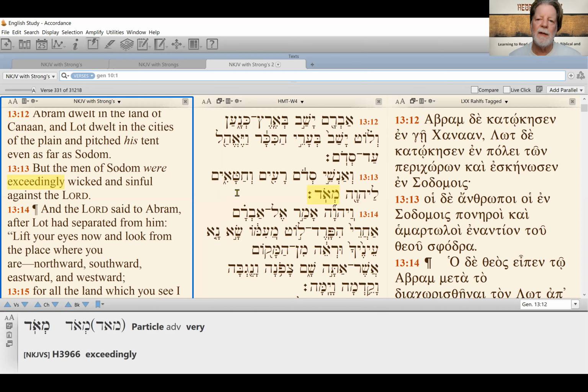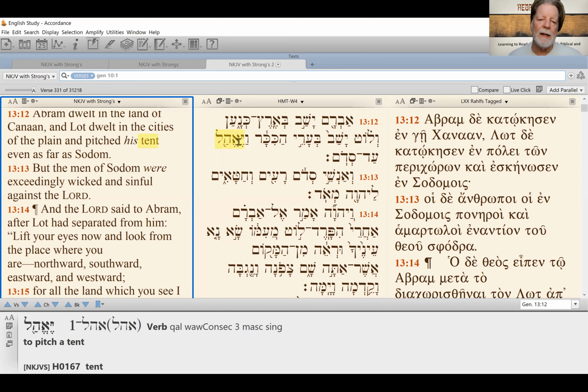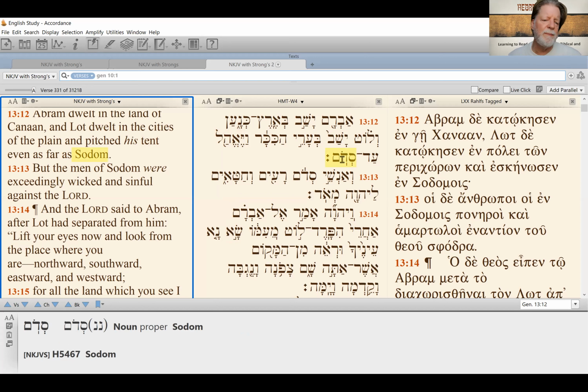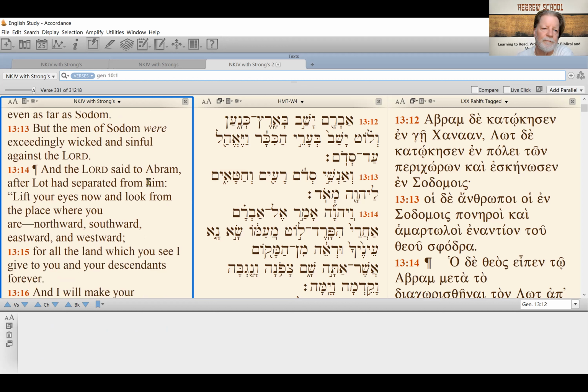Abraham dwelt in the land of Canaan. Avram yashav ba'eretz Canaan, Lot yashav ba'arei hakikar, ohel ad Sodom. Ohel, if it's a noun, is the word for a tent. If it's used as a verb, as it is here, then it means to pitch a tent. So Lot pitched his tent ad Sodom, which would be near or approaching or unto Sodom.